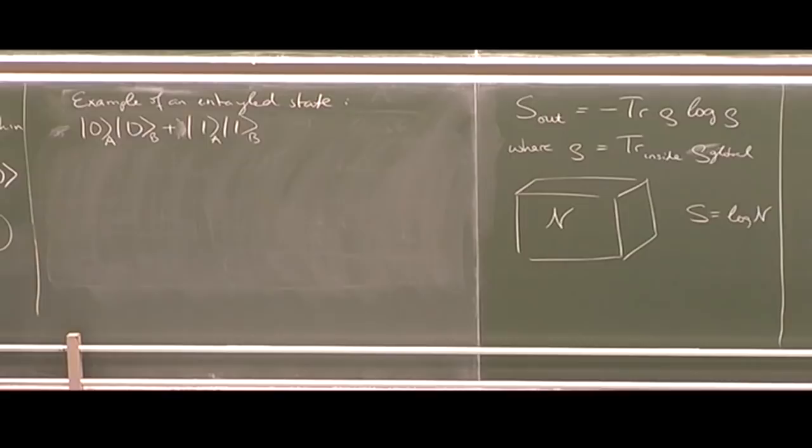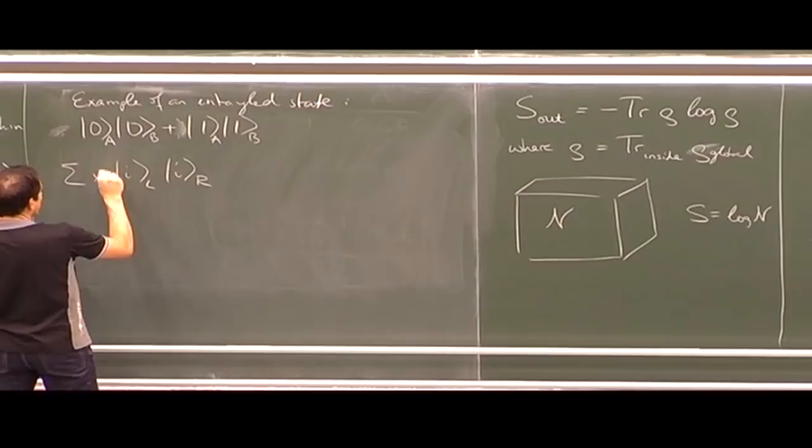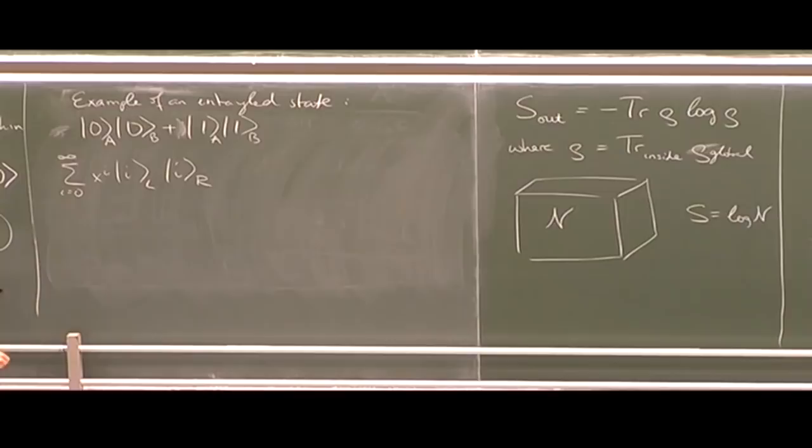Okay. Why am I telling you all of this? Well, because the vacuum is like that. The vacuum has the property that these two modes are actually entangled, in the sense that, well, it's not quite the same form, right? The state is of the form sum over I of |I⟩ left |I⟩ right, with some prefactor to the I. So I here is the occupation number.